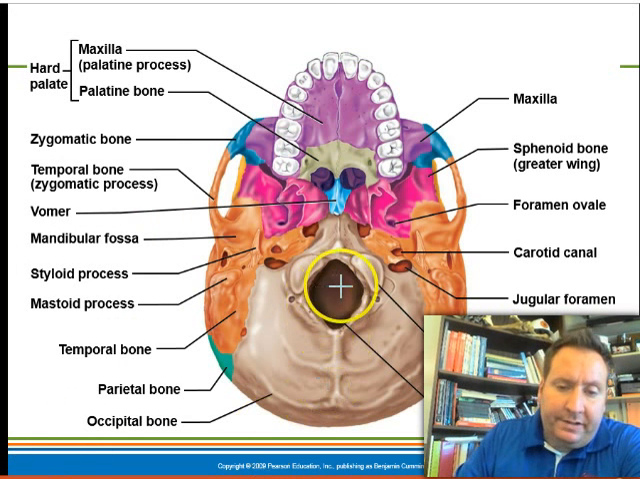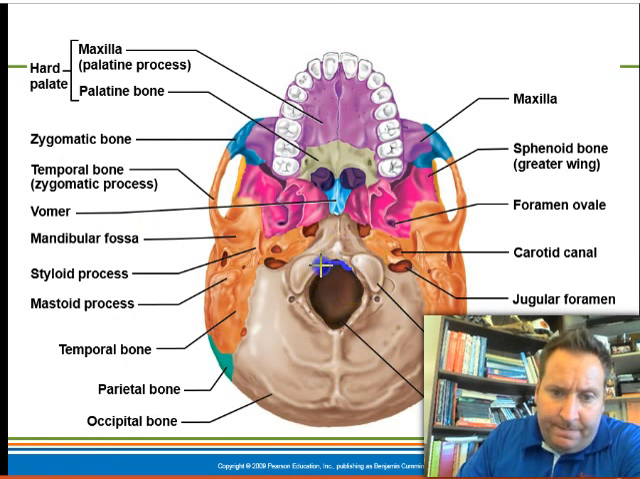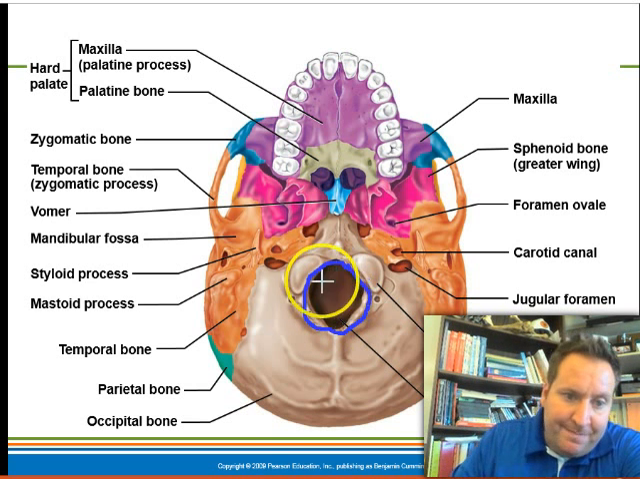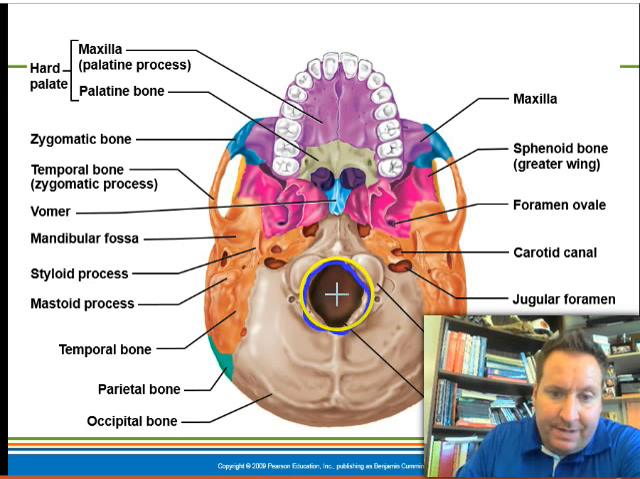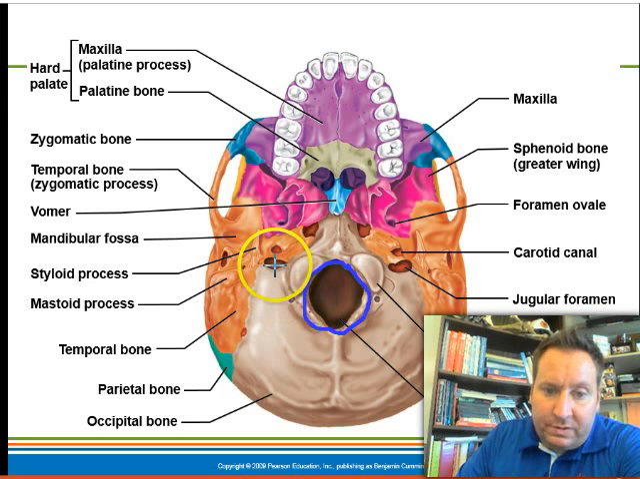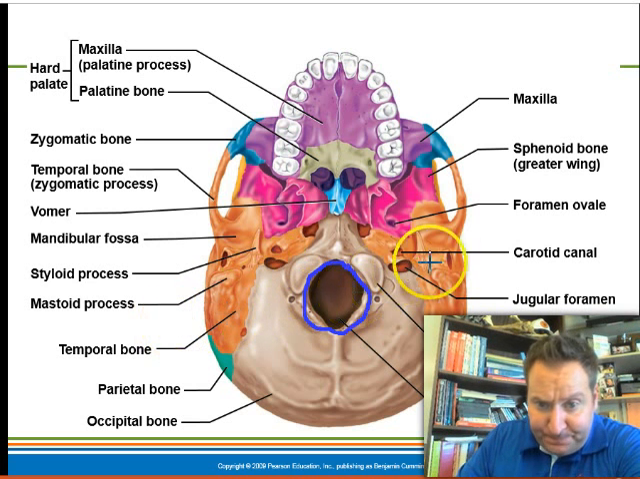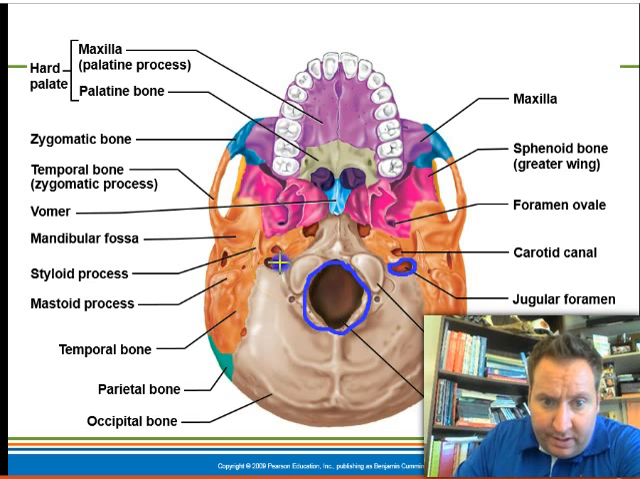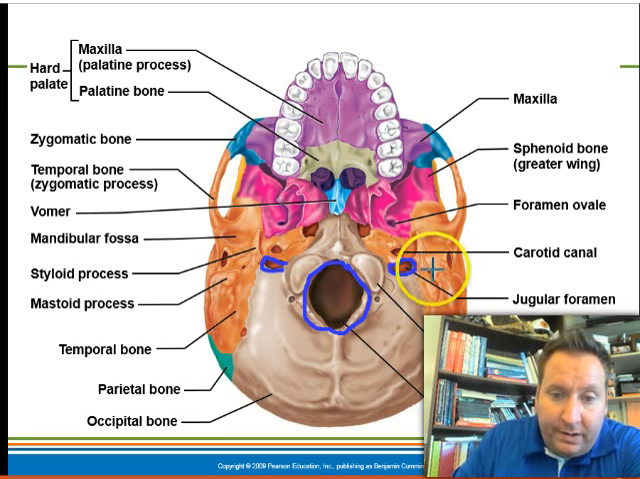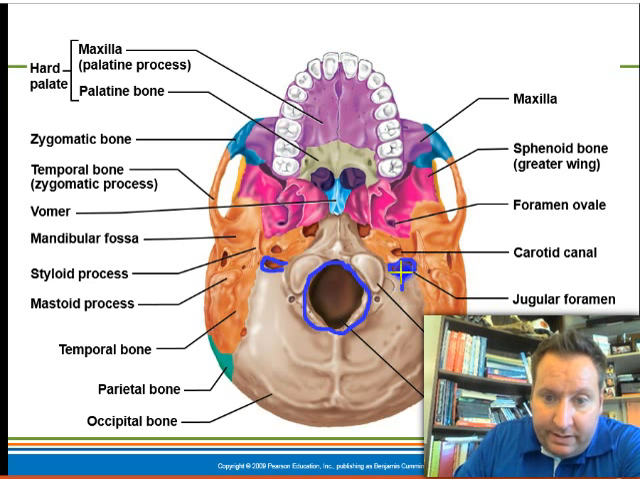As I take a look at the underside of the skull here, this giant hole where your spinal cord comes in, that's called your foramen magnum. So this is called your foramen magnum. Then we have some other holes here that you kind of have to know as well. This right here is your jugular foramen. This is where veins are going to drain back to your heart. So veins are going to be coming out of this hole and going back to your heart.